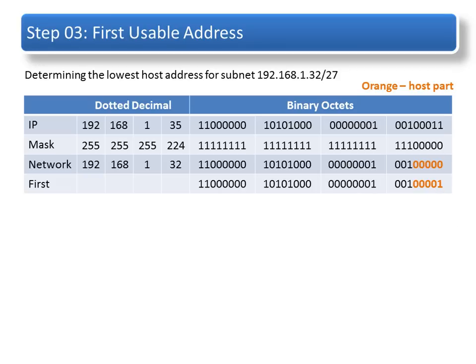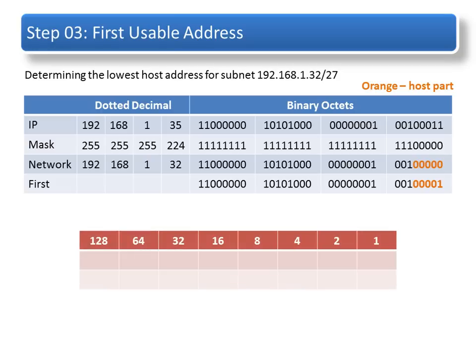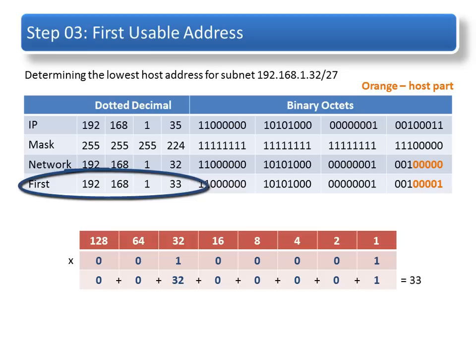In this example, I will focus on the fourth octet, as this was the only octet that will experience change. Using the table I created before, I will place the binary digits in the fourth octet, remembering to keep order. I will then multiply the place values with these binary digits and add these decimal numbers together. After converting the binary numbers back into decimal, we can see that the first usable address for this network is 192.168.1.33.